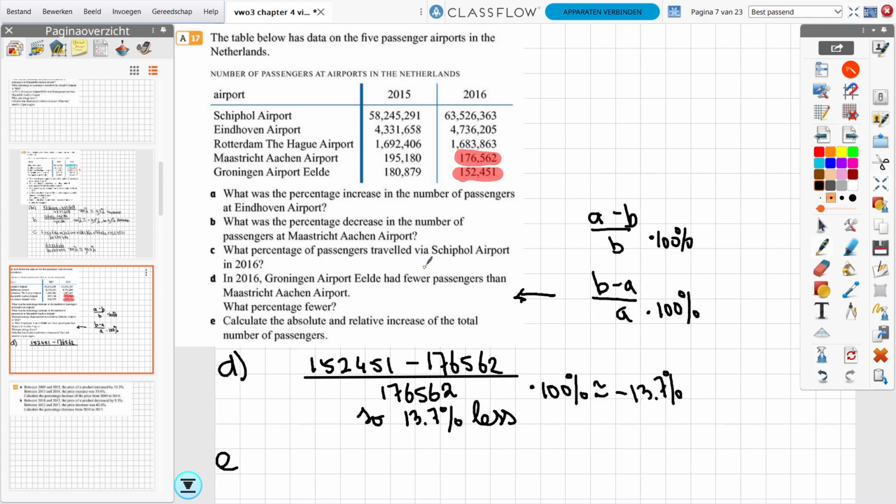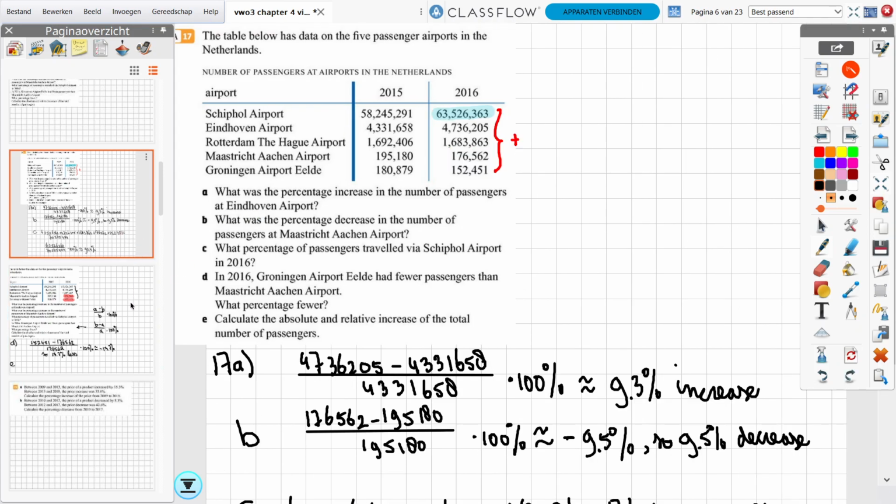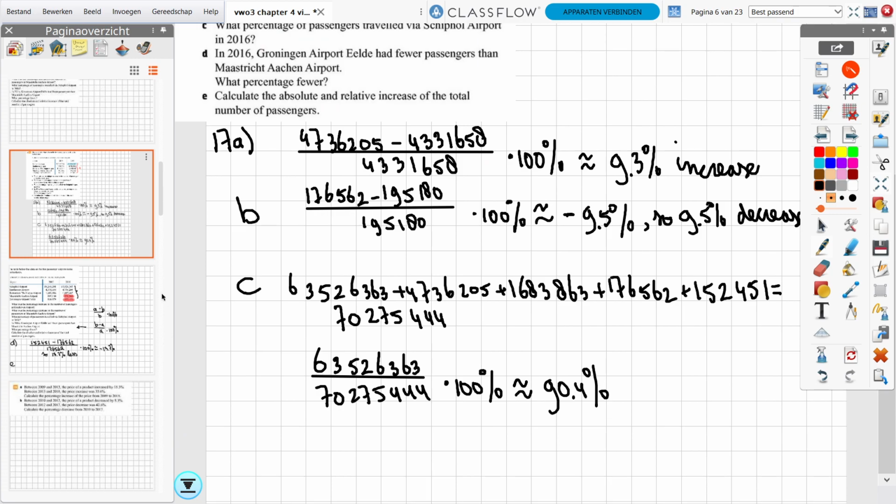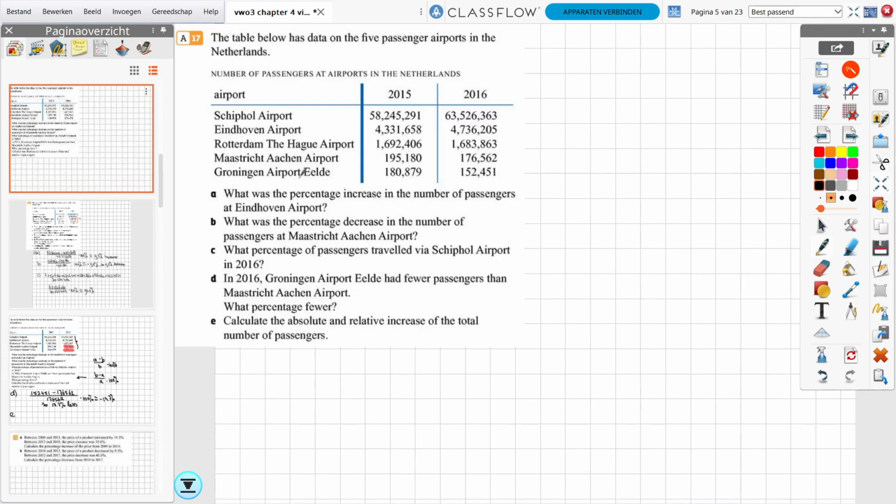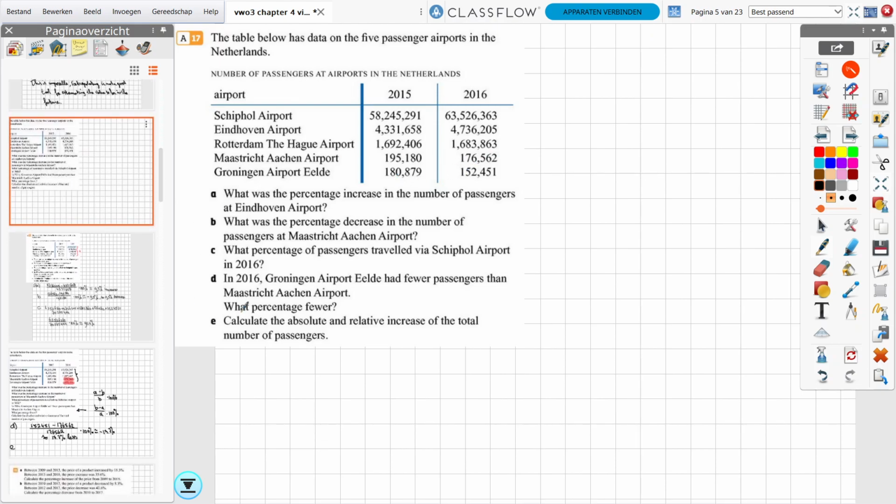Calculate the absolute and relative increase of the total number of passengers. Oh boy. Okay, well, luckily we already did part of this at C because we already added up all the passengers in 2016. Let's take a look. That was 70,275,444. Okay, well, I can at least copy that again here. So we already have that one. It was 70,275,444. But we still have to do it for 2015.